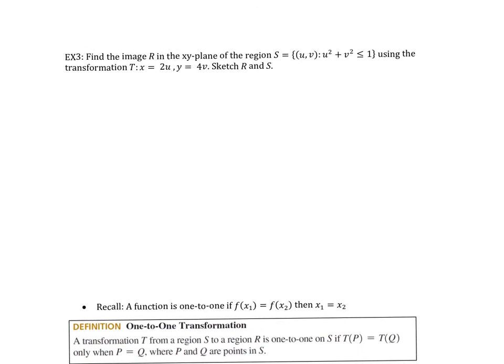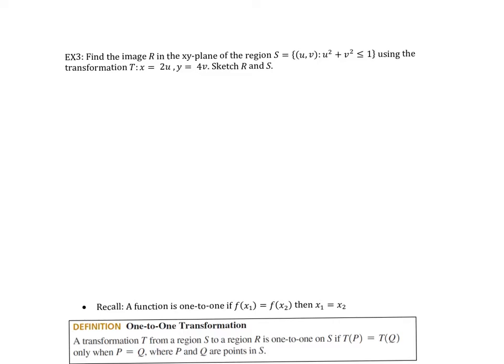One more example. We want to find the image R in the xy plane of the region S. So S are all points u and v, so that u squared plus v squared is less than or equal to 1. And we're going to use the transformation that x is equal to 2u, y is equal to 4v. We're going to sketch R and S. First of all, let me look at S.